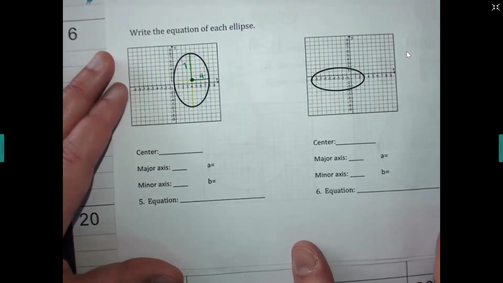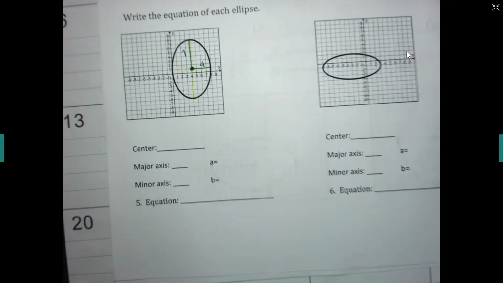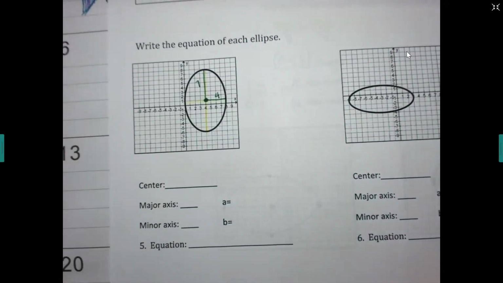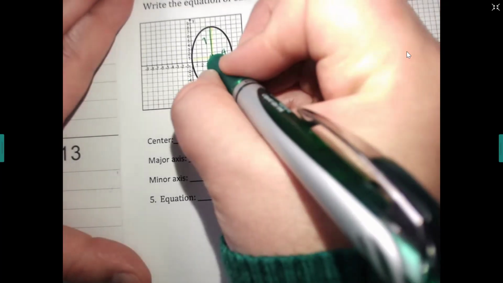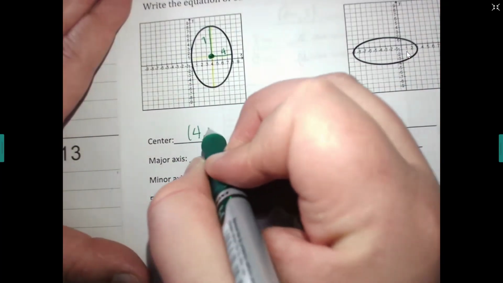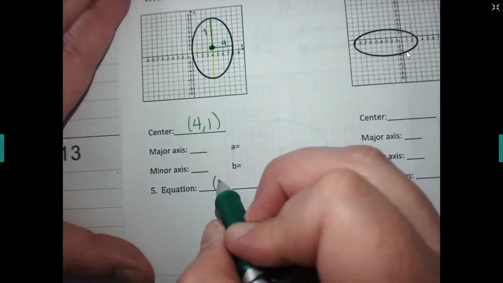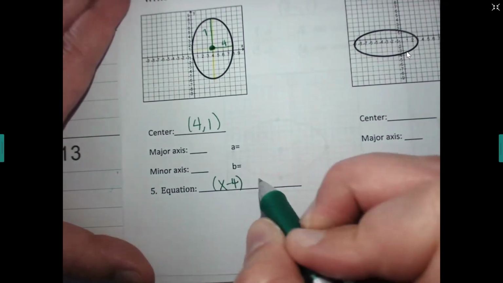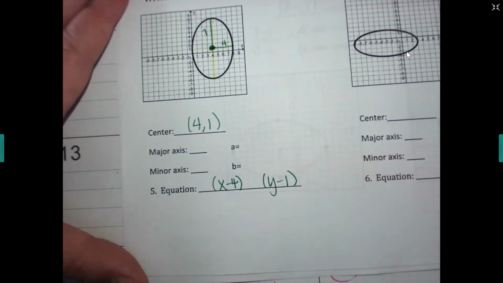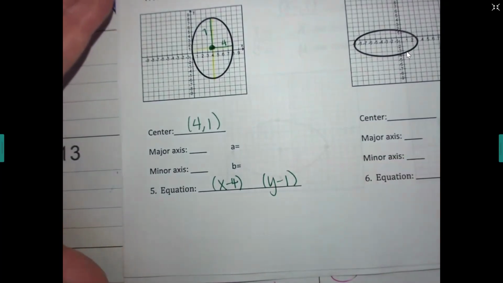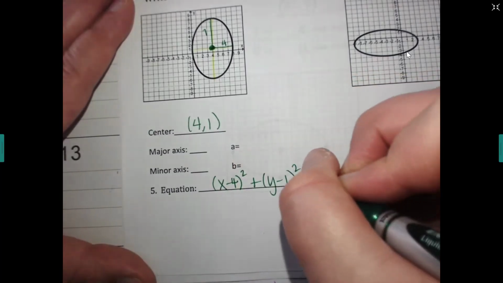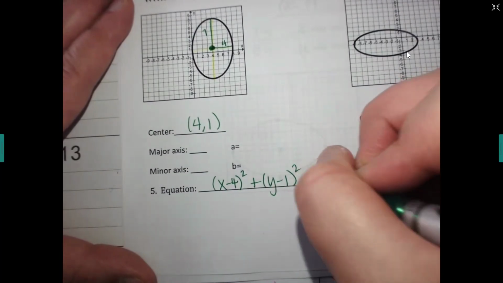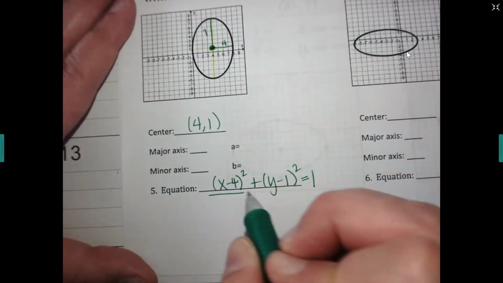Okay, and you are going to have to count those boxes anyways. So I would start off by counting them to make sure you're truly in the center. What is the ordered pair for that center? 4, 1. Then when I write my equation, it's going to be x minus 4 and y minus 1. Because remember, they have to be the opposite of the real numbers. They both get a squared, and there's a plus in the middle. What's it always equal to? 1.